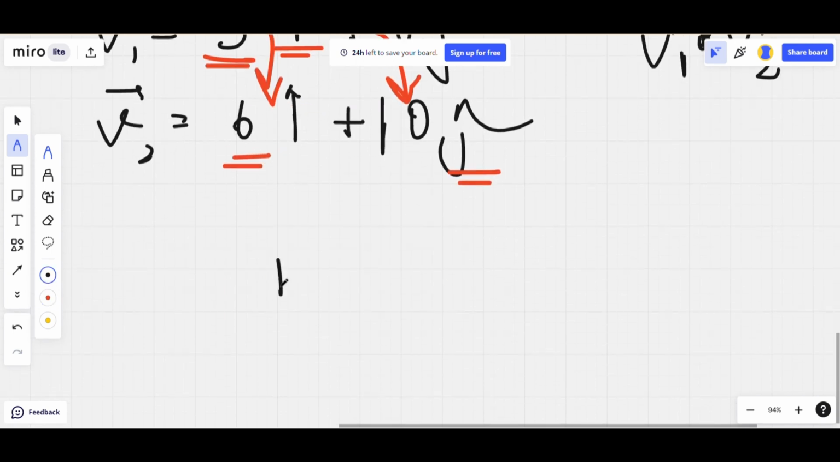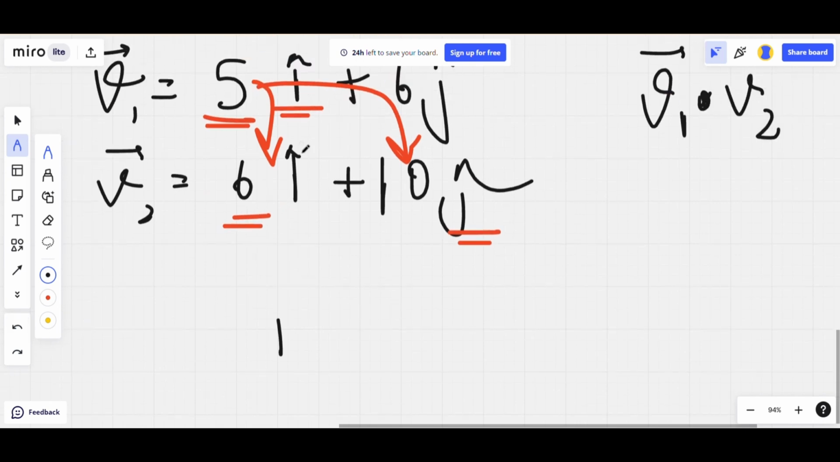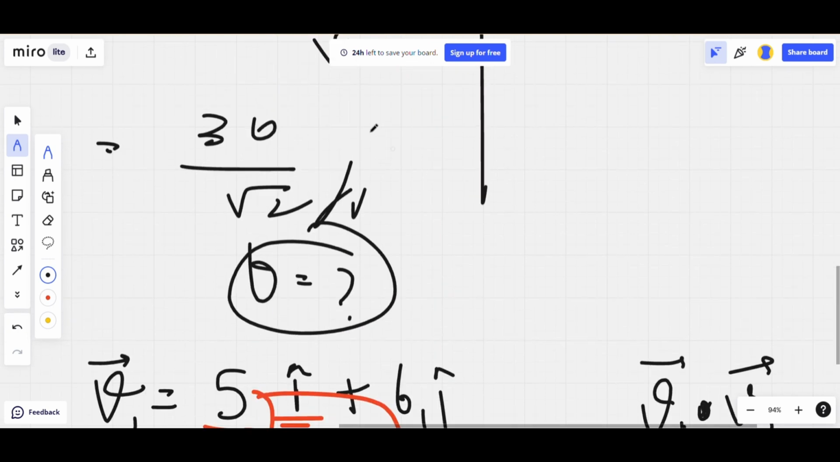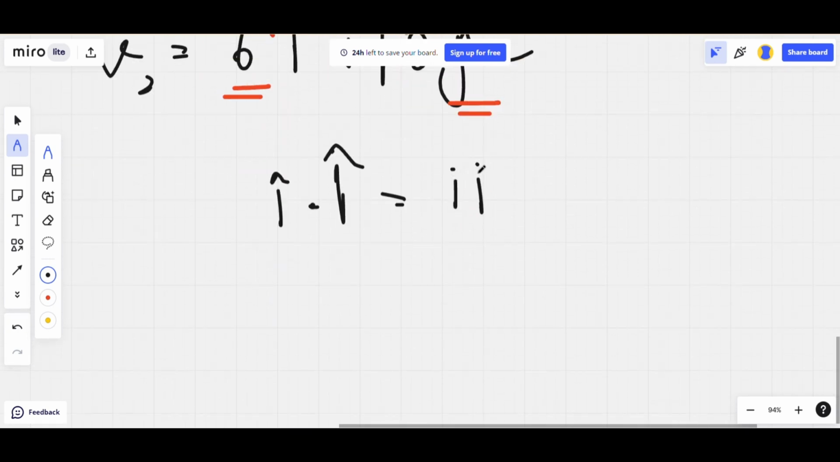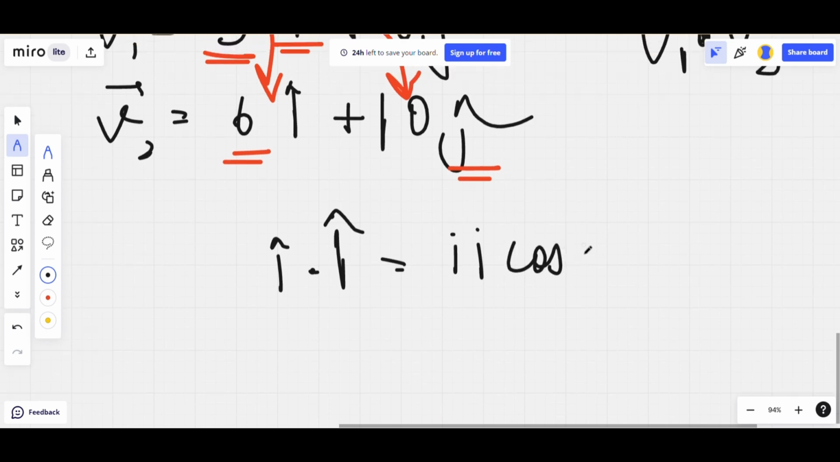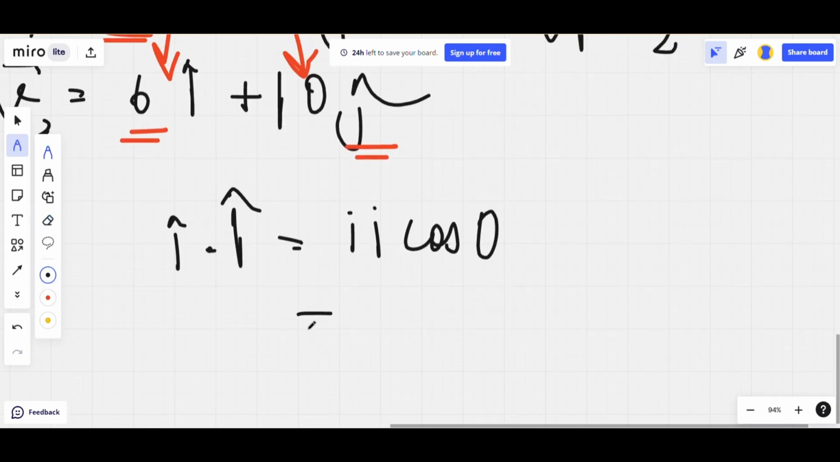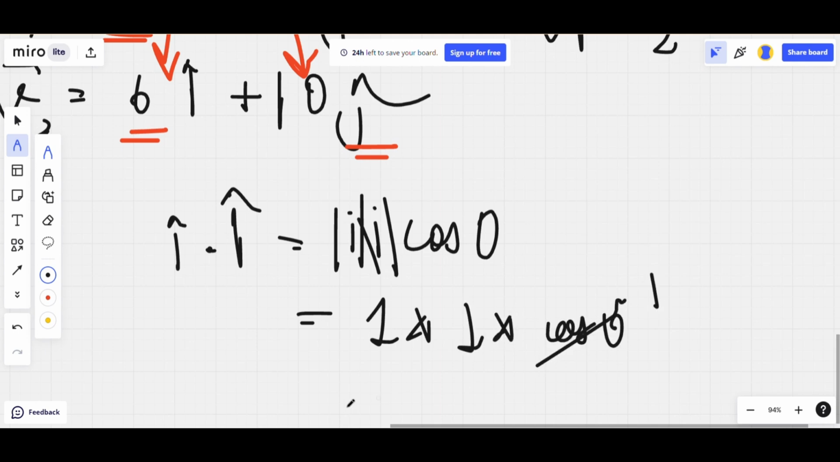Now I want to answer one thing. Let's say these are two unit vectors, right? So i vector dot i vector, what would it be according to this formula? It would be i cos 0, because i cap is nothing but something that lies on the x-axis. Both of them are on the x-axis, so the angle between them would be 0. So i cos theta is nothing but the magnitude of i, which is 1, into cos 0, which is 1 as well. So it will be 1.